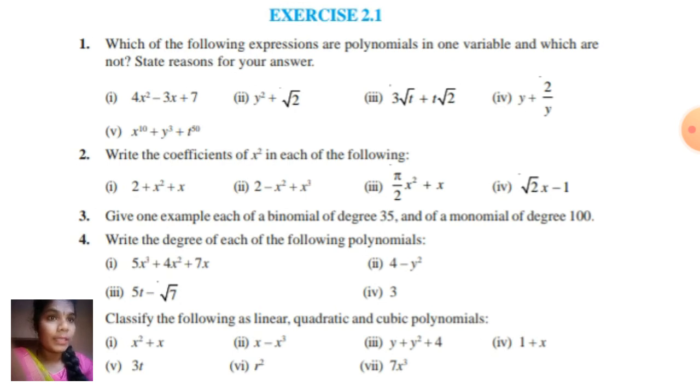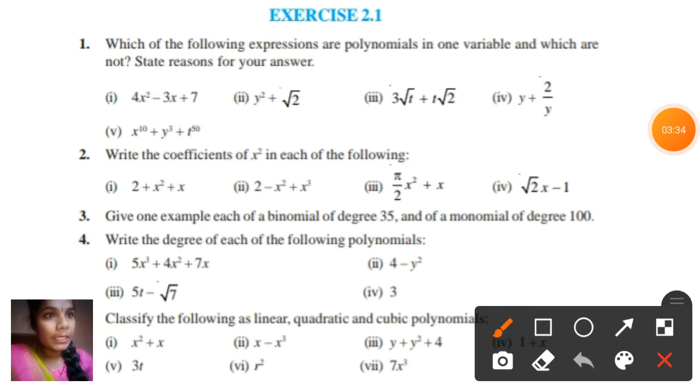Now coming to our third problem, that is: give an example each of a binomial of degree 35 and of a monomial of degree 100. We know binomial means it should have two terms, monomial means the expression should contain one term, and trinomial means it should contain three terms. Okay, so I'll simply give you a single example for this. You can easily write it yourself.